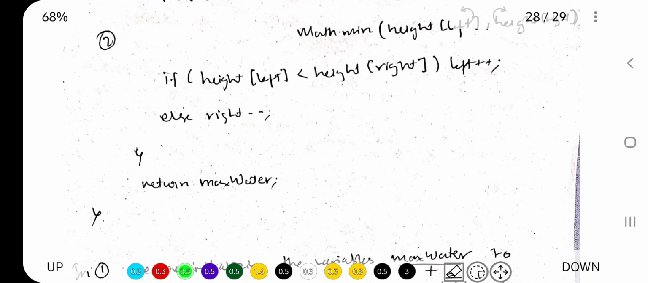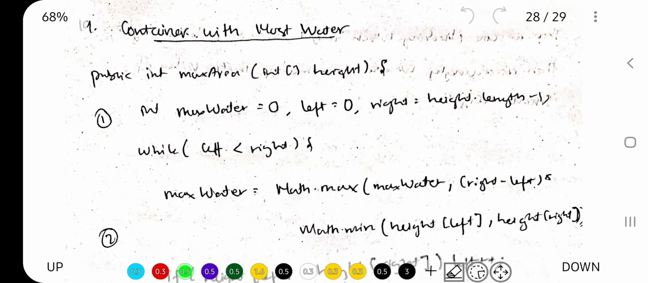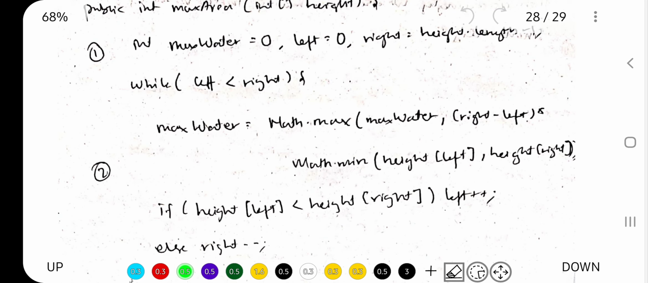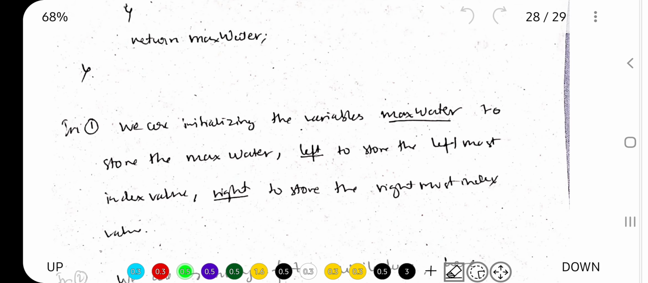Like that we'll keep on doing until left is less than right. If left becomes equal to right, that means you have traversed all the possible combinations, and until then in max water we'll have the maximum water which could fit in the given domain. So that's what we'll be returning.